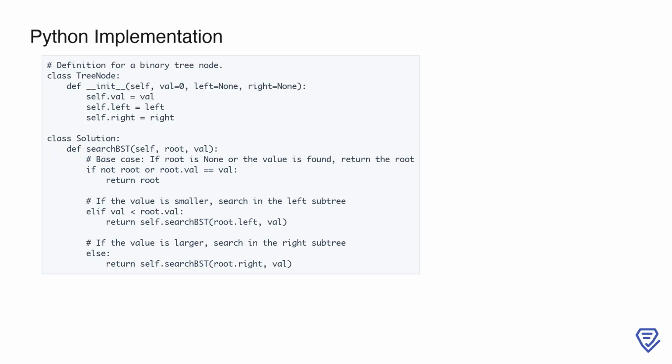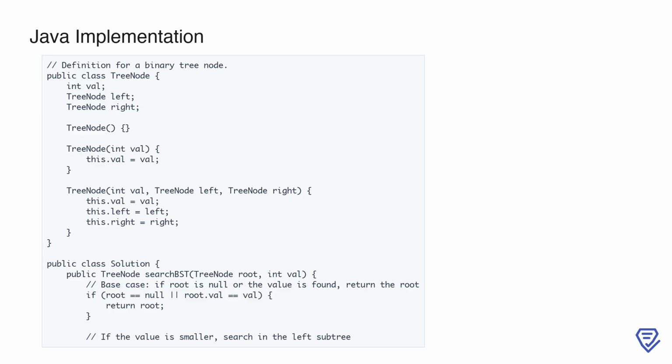The space complexity is O(h) due to the recursive stack. This concise implementation effectively solves the problem while maintaining clarity and efficiency, adhering to the constraints and properties of a binary search tree. Here, we start by defining the TreeNode class, which represents a single node in our binary search tree. Each node contains an integer value, a reference to its left child, and a reference to its right child.